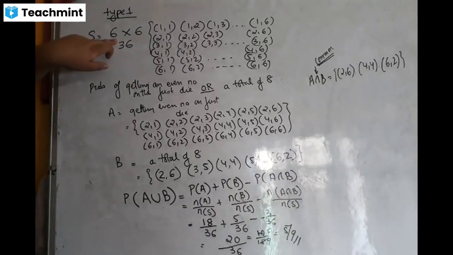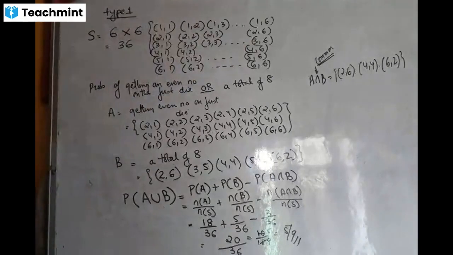For the first die, there are 6 outcomes. For the second die, there are also 6 outcomes. So 6 into 6 is 36 outcomes you are going to get. So these are the 36 results, when you throw two dice. These are the numbers which you can get.